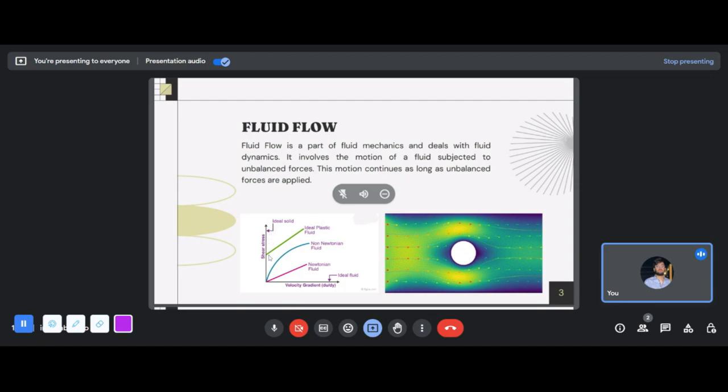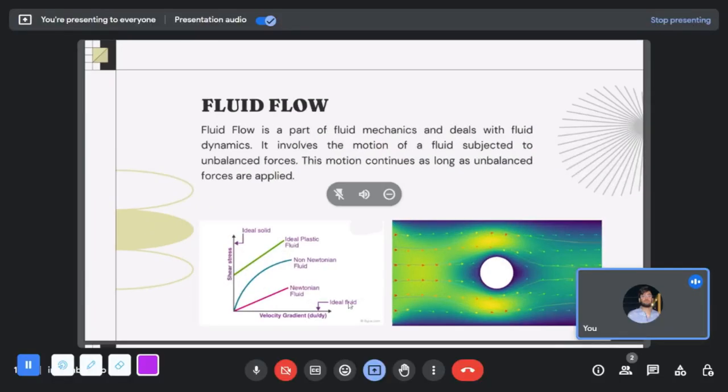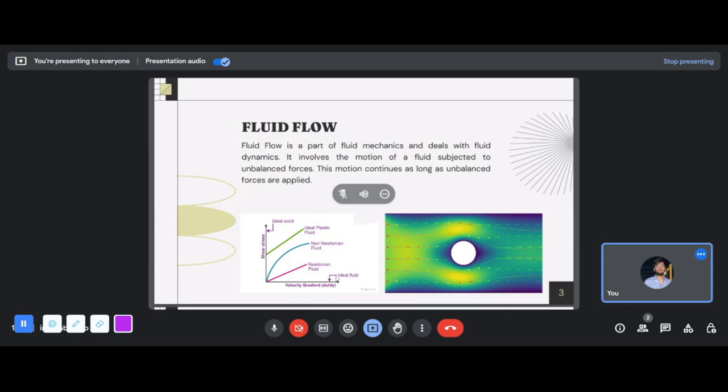If we take a graph and plot the shear stress on the y-axis against the velocity gradient, du by dy, on the x-axis, we get three plots. The first plot is the ideal plastic fluid, which starts on the y-axis and is non-parallel to the x-axis. Then we have a curved parabolic shape, which is a non-Newtonian fluid. And the third is the Newtonian fluid, which makes a 45 degree angle from the x-axis. Also note that the x-axis represents the ideal fluid and the y-axis represents the ideal solid.